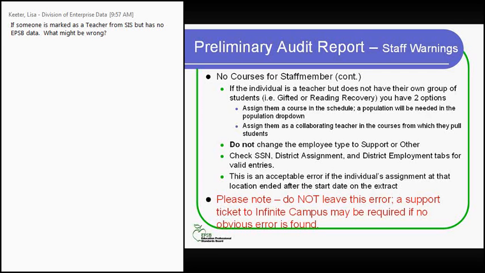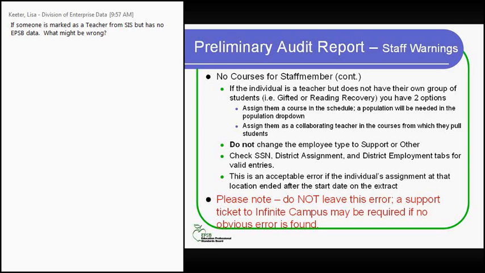If you've checked all that and they've got schedules, make sure that they have a valid Social Security number, a valid district assignment and district employment. On the district assignment tab, if they have multiple roles, such as SITS roles, make sure that they all have an employee type.